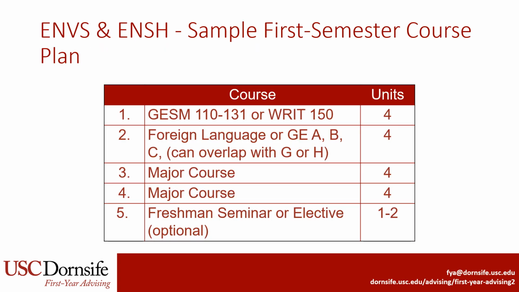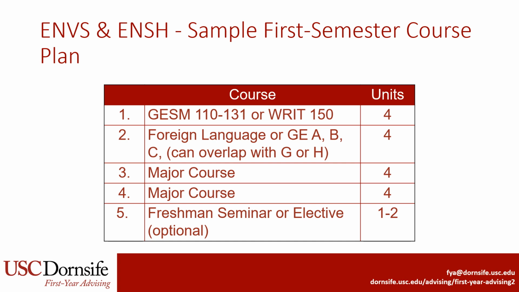This is a typical first semester freshman course plan for both environmental studies and environmental science and health. It has 2 USC core requirement courses and 2 major specific courses. Most students will take either a GE seminar or Writing 150 in their first semester, along with either a foreign language course or a GE.